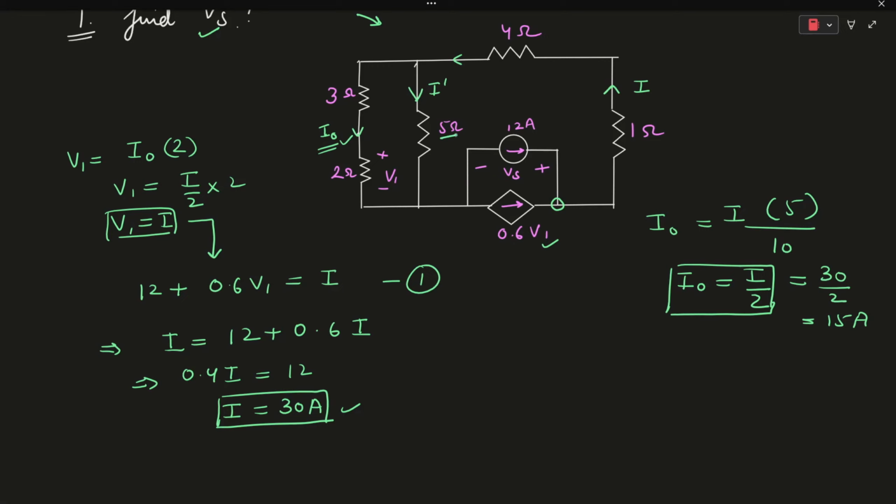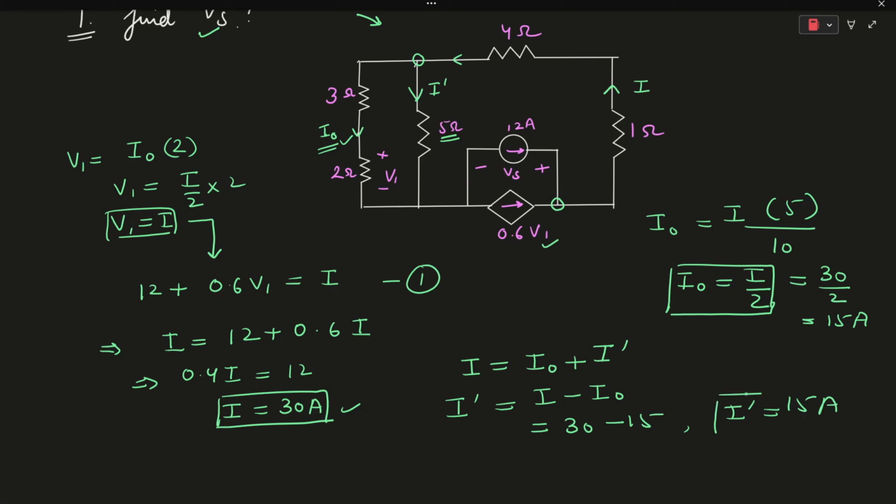We can also find the value of I dash, that is the current flowing from the 5 ohm resistor. Again, on applying KCL on this particular branch, we can see that I will be equal to I naught plus I dash. So I dash will be equal to I minus I naught. The value of I is 30 amperes and I naught is I by 2, which is equal to 15. So I dash will be equal to 15 amperes.